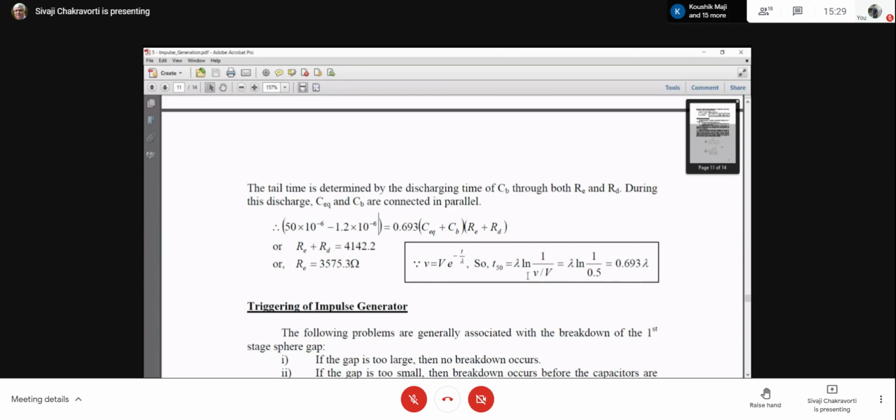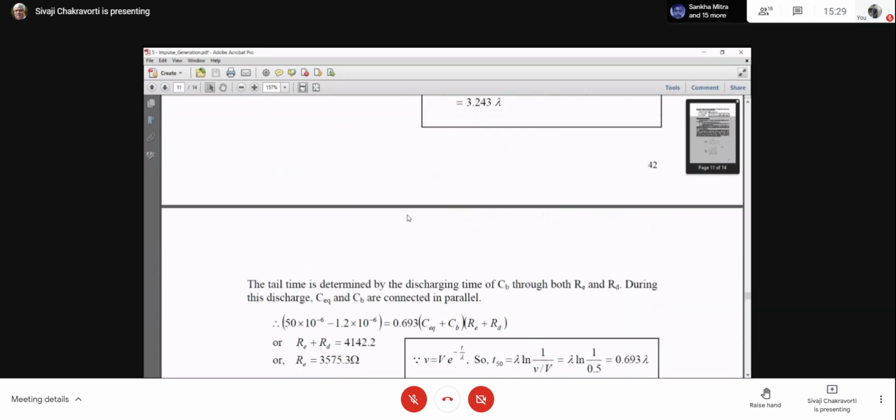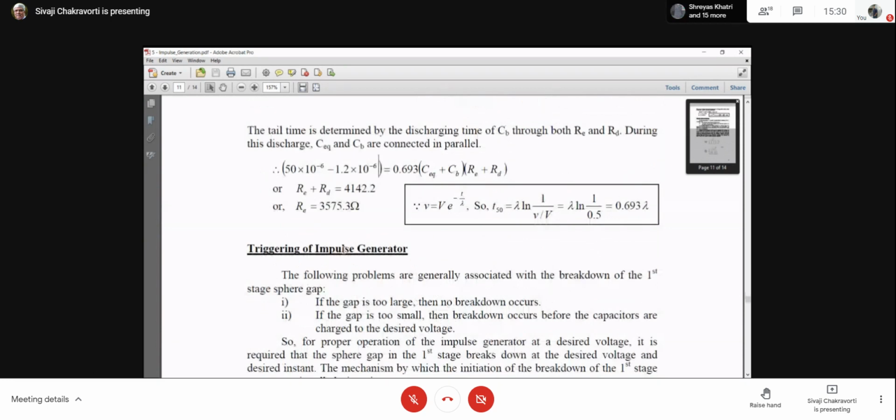This is equal to 0.693 into lambda, and lambda is the R into C that comes from the approximate equivalent circuit, and we get RE plus RT is equal to 4142 ohm. So RE is 3575 ohm. You can see RD is 566 ohm, RE is 3575 ohm, so it is 7 times greater than RD. So this is how a computation can be done.